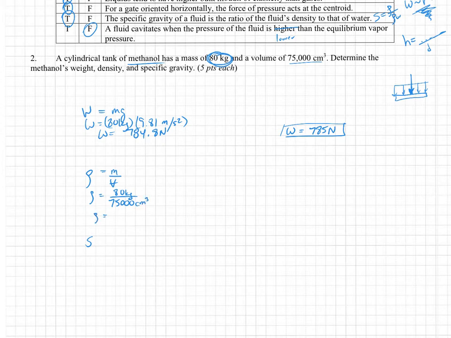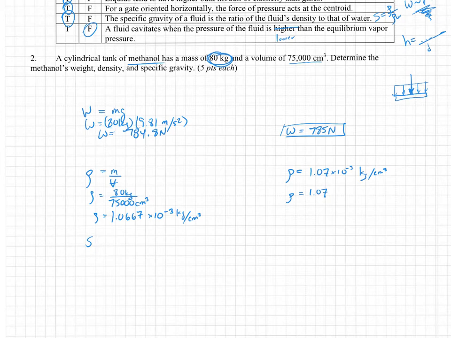So rho is, well, 80 divided by 75,000. Okay, and that's kind of got the annoying answer of 1.0667 times 10 to the minus 3 kilograms per cubic centimeter. Okay, and so, what would I want for this? Well, you could either have written down rho equals 1.07 times 10 to the minus 3 kilograms per centimeter cubed. Or you could have said rho equals 1.07.